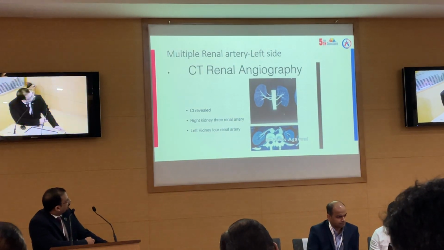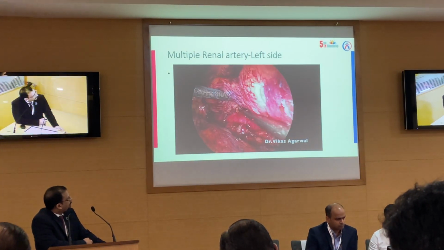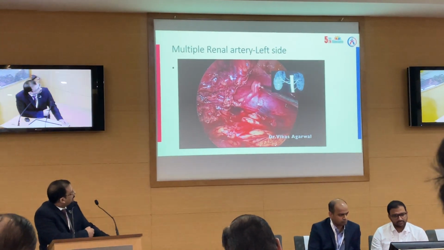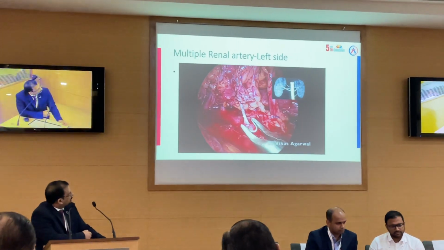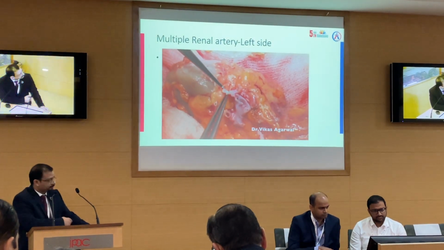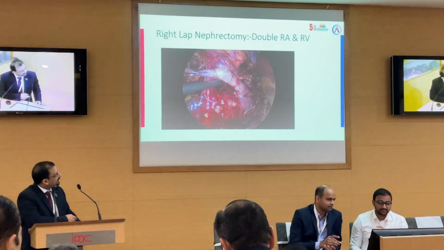And this is 4 renal arteries. From the CT angio it looks like 3 renal arteries, but once you go and see the other planes, it is very early branching on the upper side. So this is the smaller one, the lower one, and finally we get the 4 renal arteries for the transplant. So after this we get to the right side.